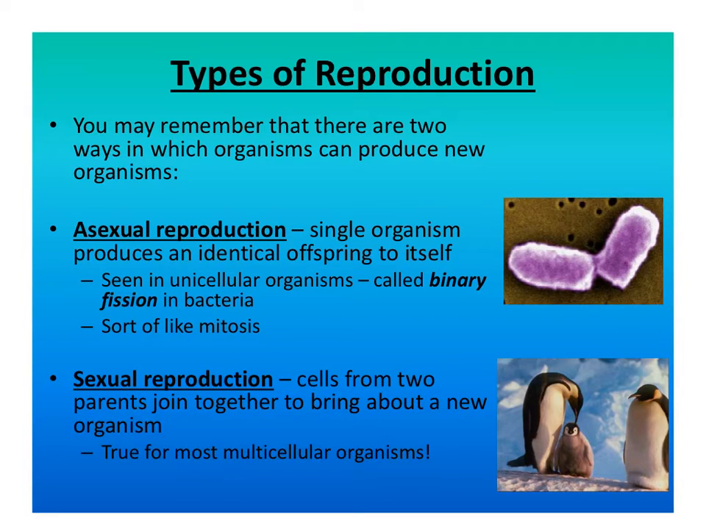And then we have sexual reproduction, as I mentioned just a moment ago on the previous slide. This is where cells from two parents come together to bring about a new organism. Now, that maybe isn't the best definition because if you remember, if we look at a flower, the cells actually come from the same flower. So it doesn't have to be two parents. All we're really talking about is two cells fusing together to form our new organism.